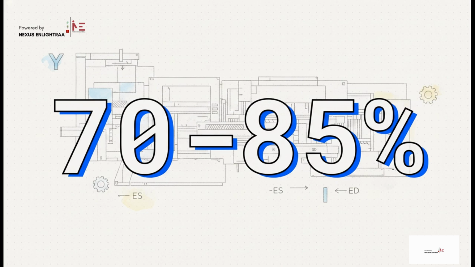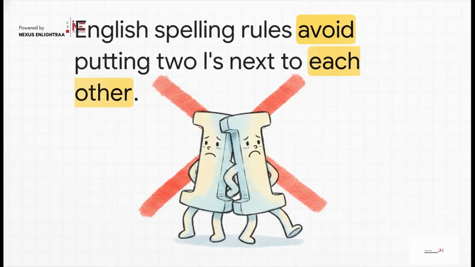It's a highly structured code. Learning the Y to I rule isn't just memorizing a quirk. You're actually decoding the underlying architecture of the entire language. So why swap the letters at all? A massive reason is readability. We want to avoid clunky visual patterns. For example, English spelling is specifically designed to avoid putting two I's next to each other. Changing Y to I in most other cases helps keep the visual flow of the word familiar, making it incredibly easy for our brains to process as we scan a page.